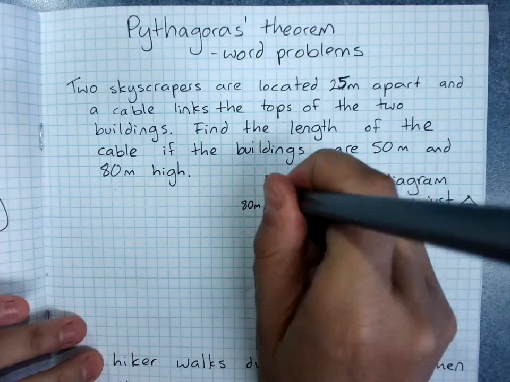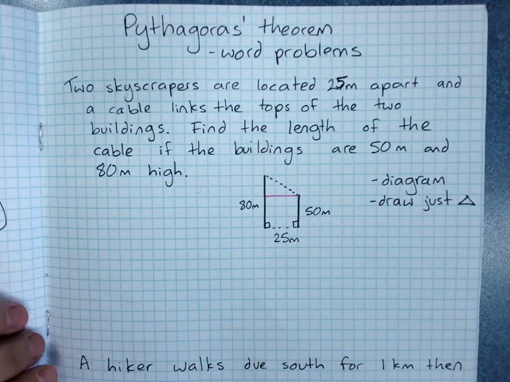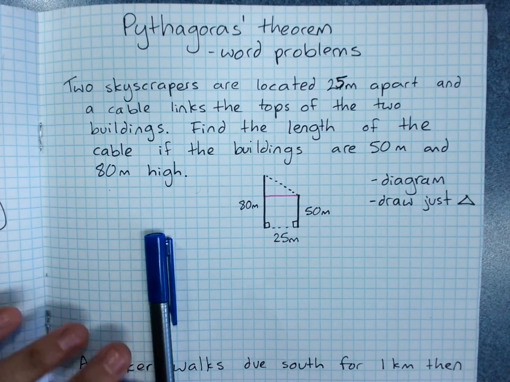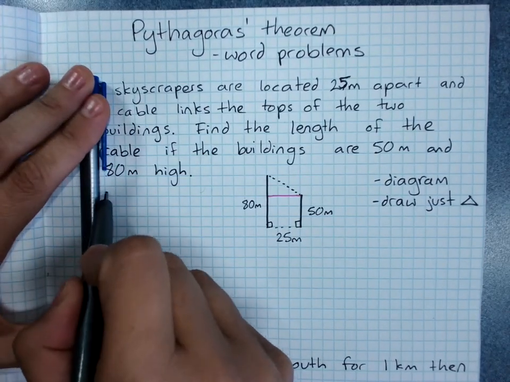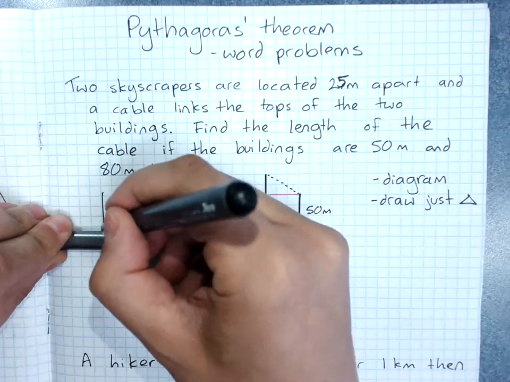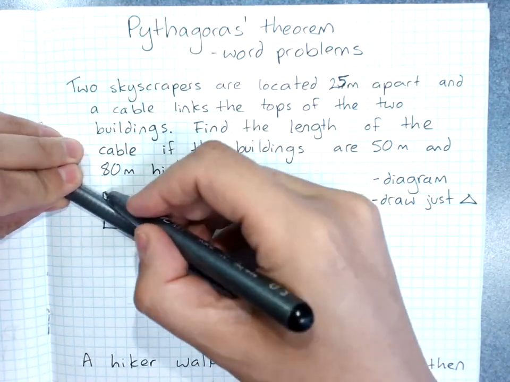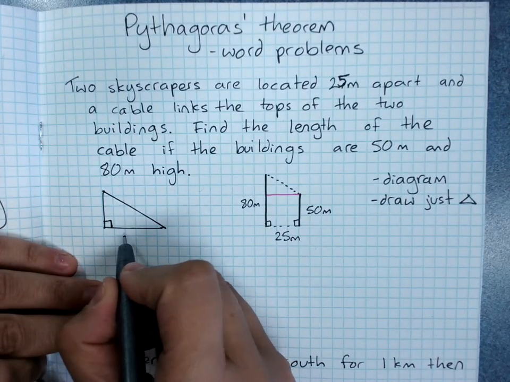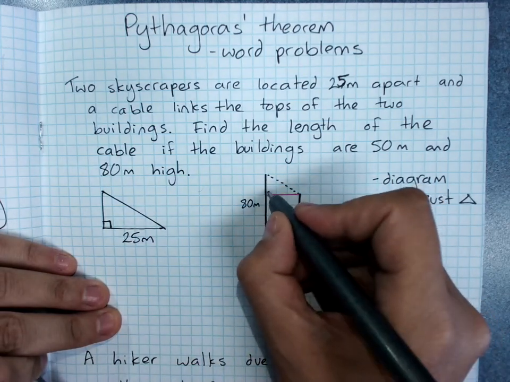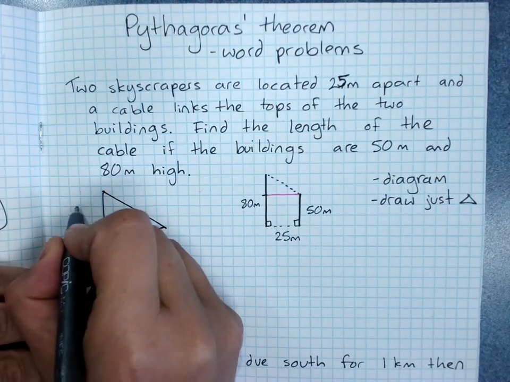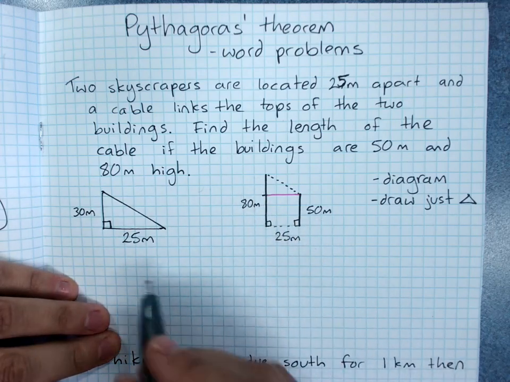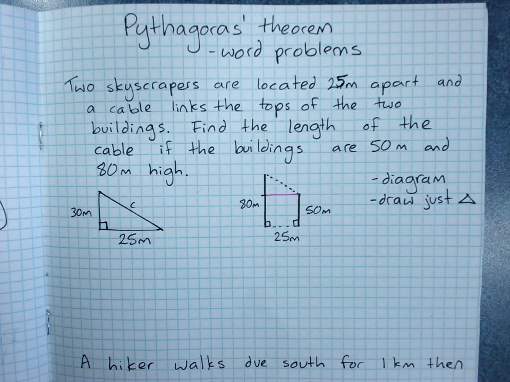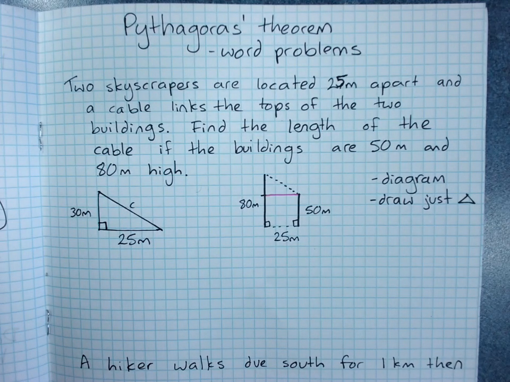Move up here, add an extra line, and it is a really good idea to redraw just the triangle, so you don't get confused about what you're doing. Ruler for a diagram, pencil's a good idea. I just use pen because it's easier on the video. We know that's 25 meters, and the height of the triangle will be 30 meters because it's 80 minus 50, and I want to find C, the cable. So by taking it down to just the triangle, it makes life easier.